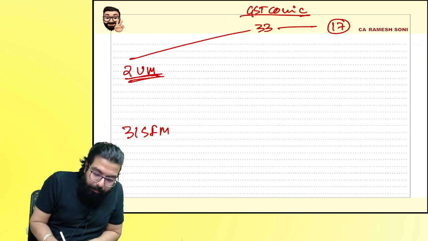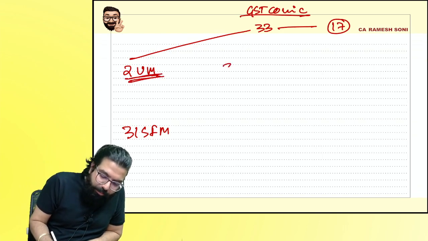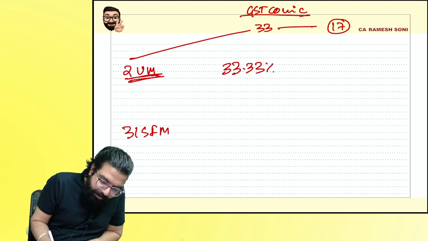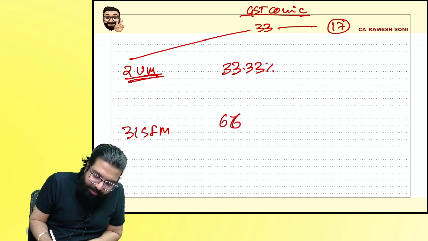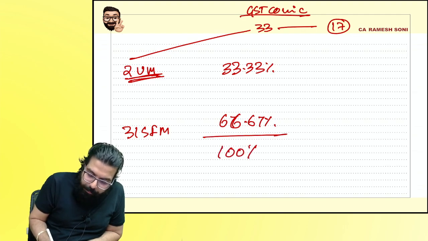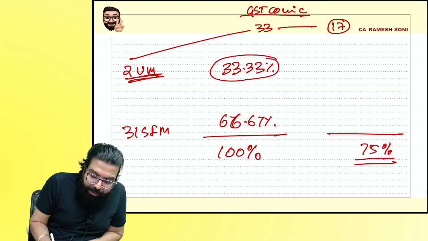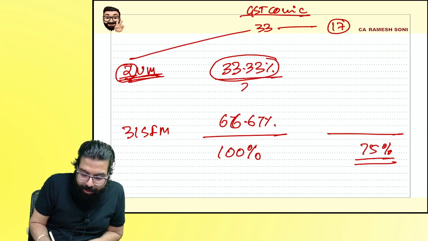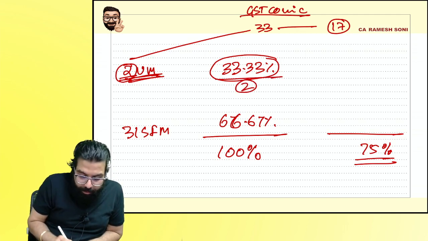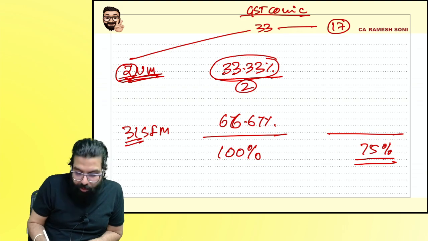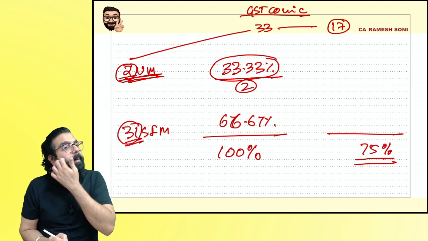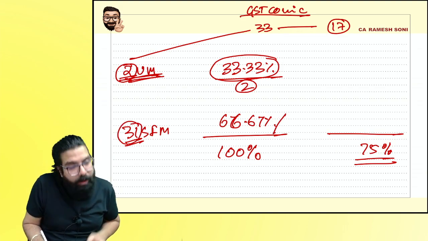Now, for these ministers, what is the weight of the vote? 33.33% for the center, 66.67% for the states, and total is 100%. For every decision to be taken, 75% is the majority. So they have told us that whatever number of members are present and voting, you have to divide by that. Are we clear? If only 25 of the 31 states are present and voting, then it should be divided by 25.